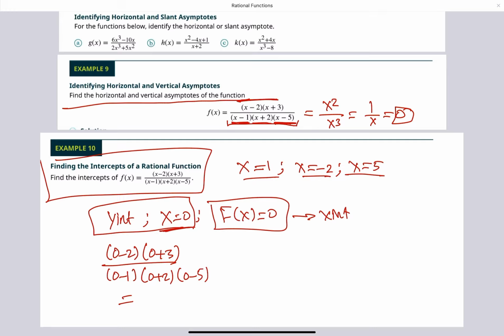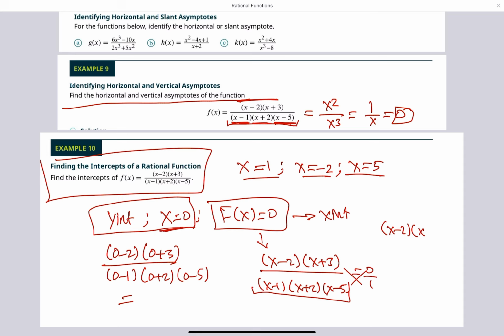You do the math, you find the answer. What about the second one? You do x minus 2, x plus 3, divided by x minus 1, x plus 2, x minus 5, which equals 0. Now if I cross multiply, all of this will cancel out. So I'm just left with x minus 2, x plus 3 equal to 0, right? Now that basically means that x equals 2 or x equals negative 3, and these are x-intercepts.